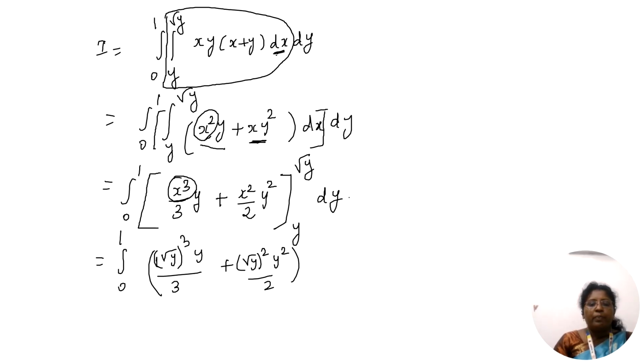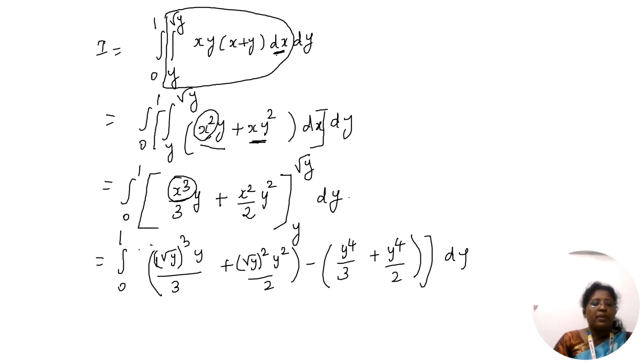Then put minus sign, apply the lower limit. So now the lower limit is y. So replace x by y. So we'll be getting y cube. y cube into y is y power 4. So you are getting y power 4 divided by 3. Then here replace x by y. So we'll be getting y square into y square, you will be getting y power 4. y power 4 divided by 2 into dy.